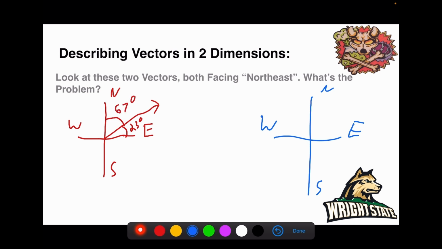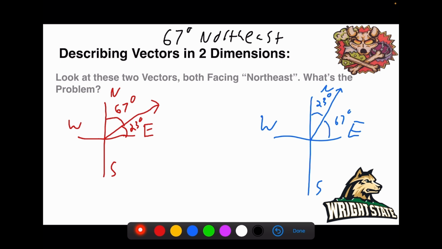Okay, and let's say that over here I've got a vector where this angle is 67 degrees, and this angle here is 23 degrees. So what if I told you 67 degrees northeast? Is that measurement referring to the vector on the left or the vector on the right? This is the problem, because both of these vectors are facing northeast, and they both do have a measurement of 67 degrees in them.